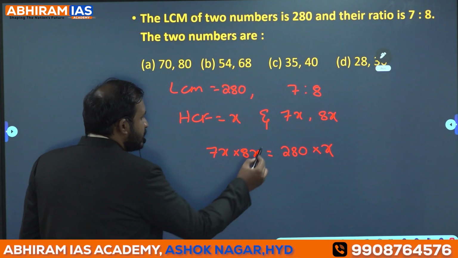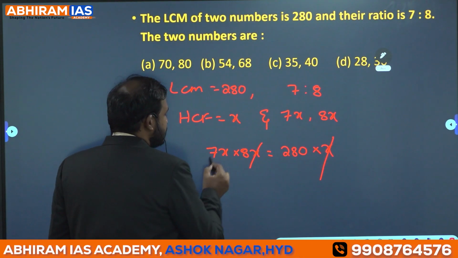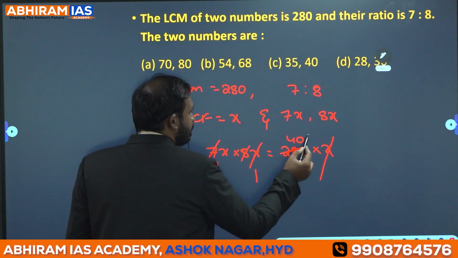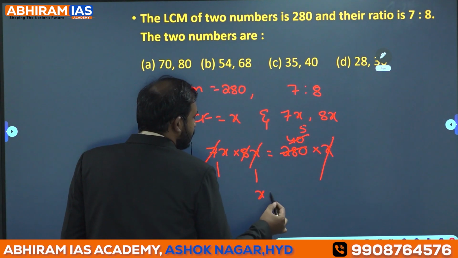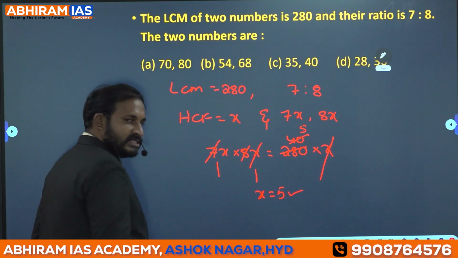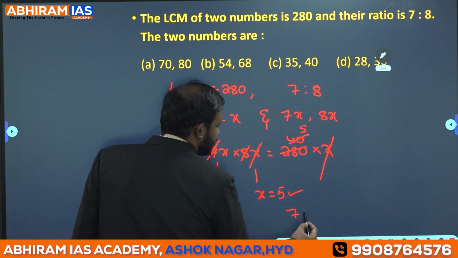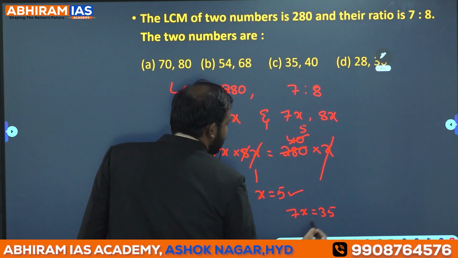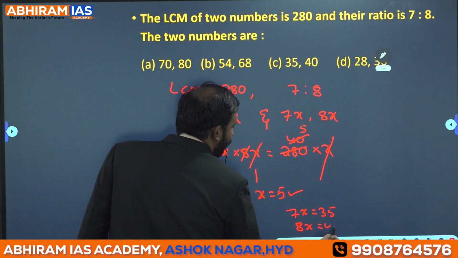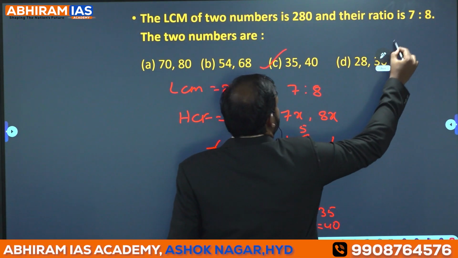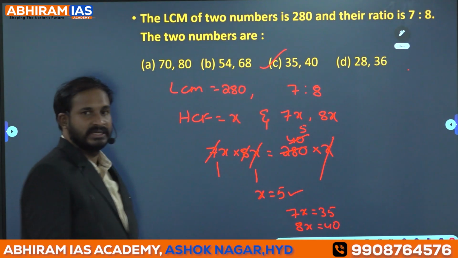Okay, so now x will get cancelled with x. Next, 7 ones are 7, 4 is 28 and 0, 8 ones are 8, 5s. So what is the value of x I got here? 5. Then what about the two numbers? One number is 7x, that is 35, and the other number is 8x, which is 40. So 35 and 40 are those two numbers.